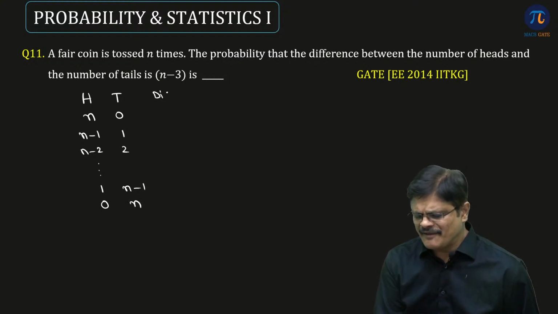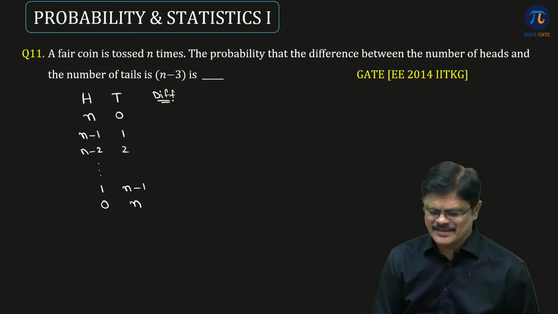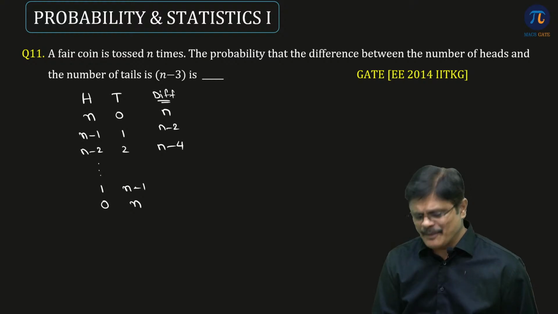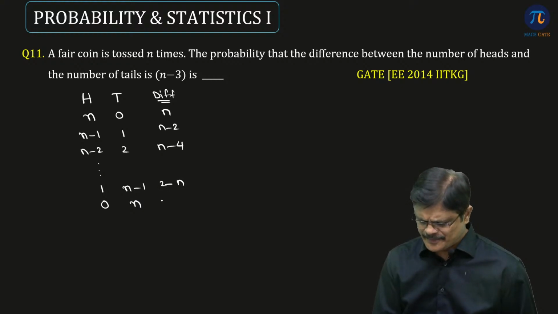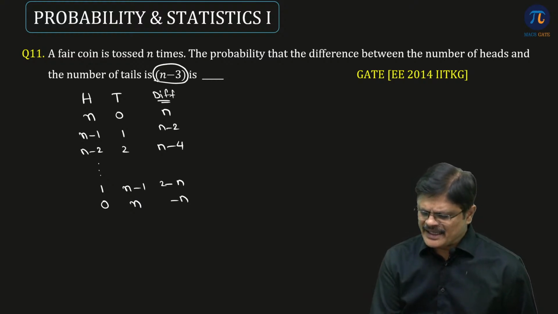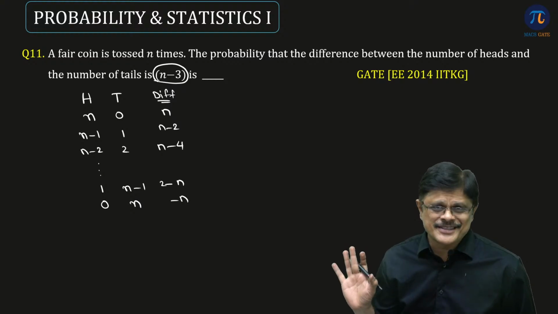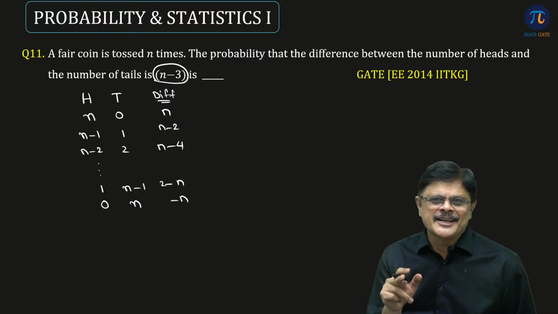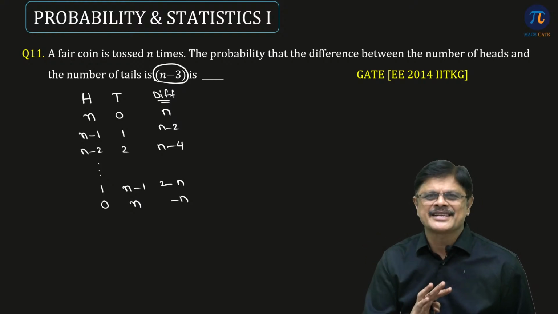So what is the difference between heads and tails? Here it is n. Here it is n minus 1 minus 1, that is n minus 2. Then n minus 2 minus 2, that is n minus 4. Then 1 minus (n minus 1), that is 2 minus n, and finally it is minus n. See, if you observe, we never get the difference between heads and tails equal to n minus 3. So this case never arises. The case that the difference between number of heads and number of tails is n minus 3 never arises.